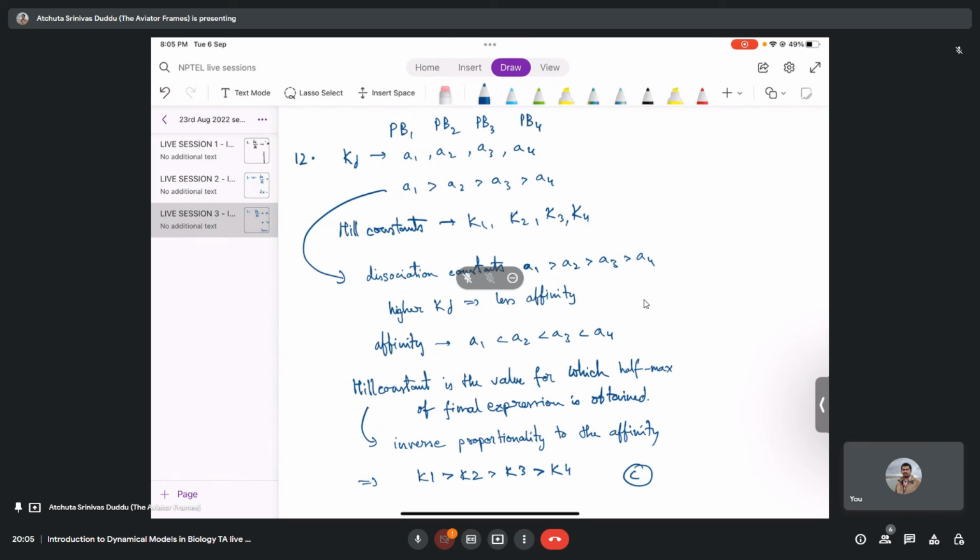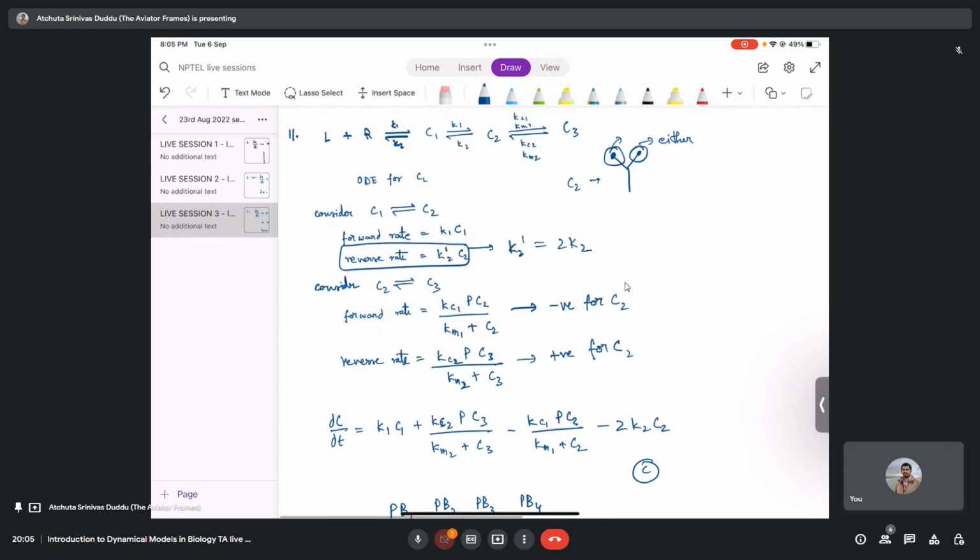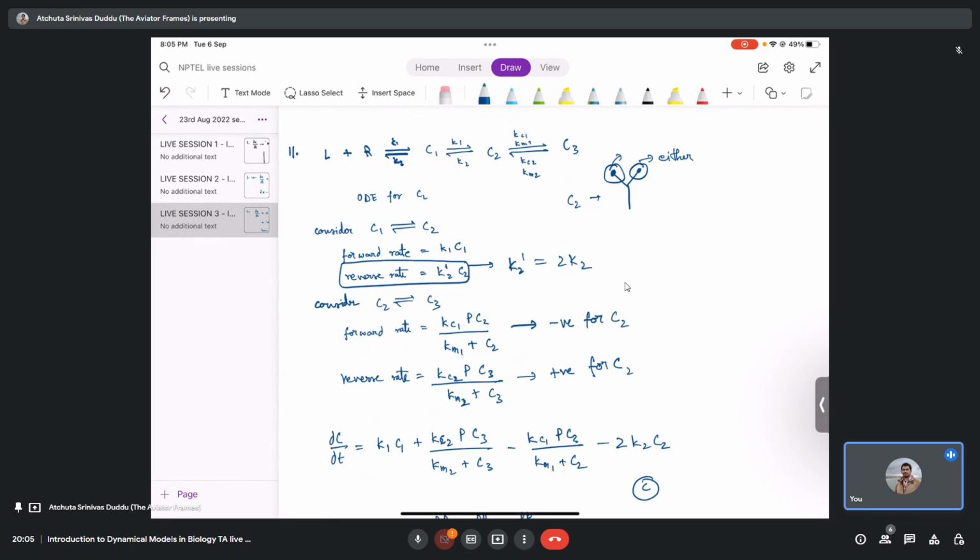So could you just explain the 11th question once again? 11th, is it? Okay, yes. So 11th, did you understand what the question is they've asked, right? They've asked us to write the ODE equation for how C2, the complex C2, is changing, right? So for every reaction, that is every forward and backward arrow, we have a forward rate and a reverse rate, right? Given that it's not an irreversible reaction.